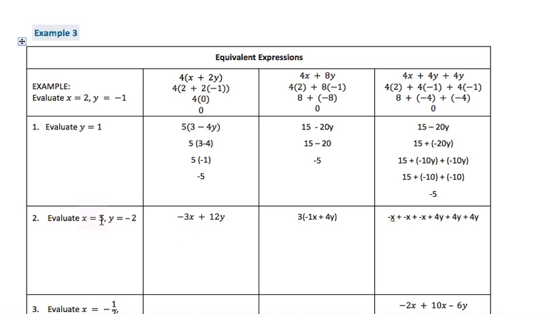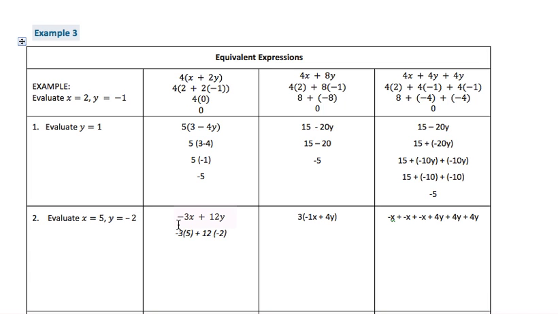And they've asked x to be 5 in this situation. So we have negative 3 times 5 plus 12 times negative 2, which is what they want y to be in this situation. Negative 3 times 5 is negative 15. And 12 times negative 2 is negative 24. And when we add those two together, we get negative 39. Checking our other expressions.